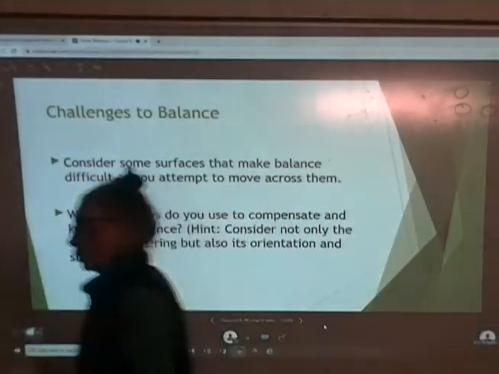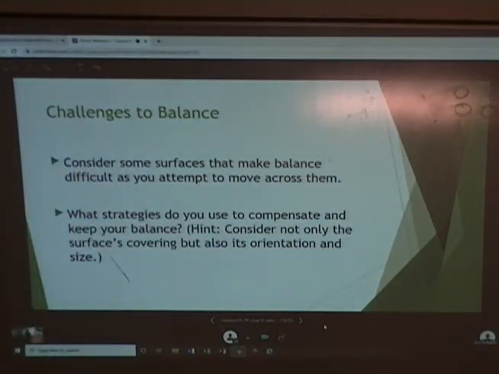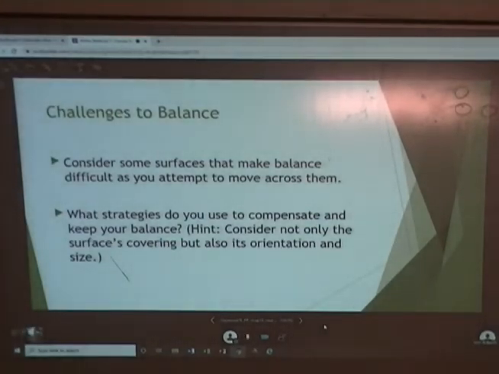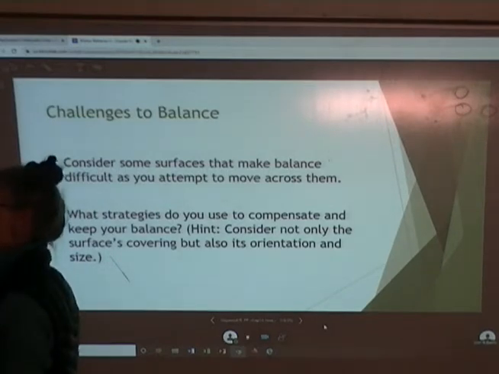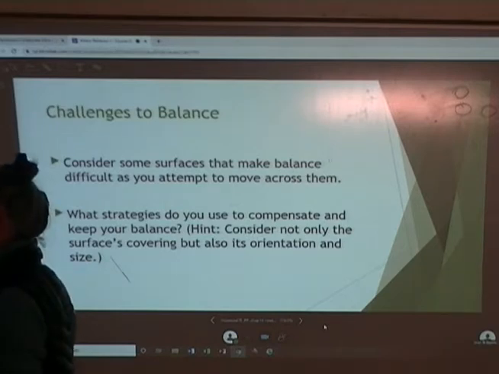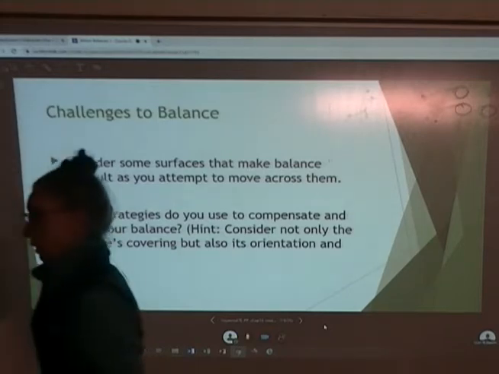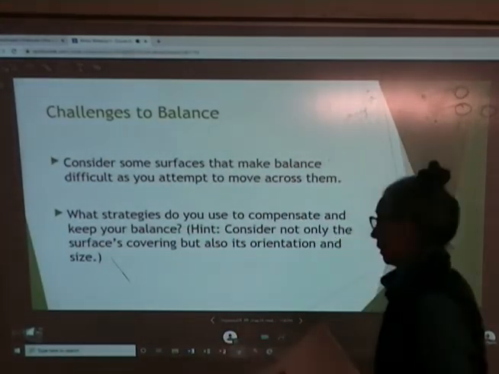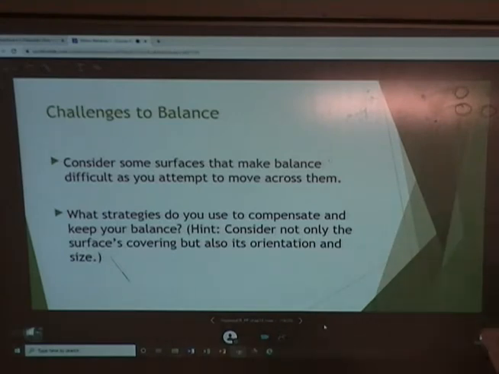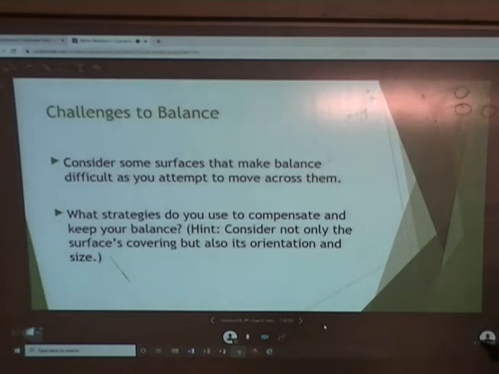So instead of pushing off and taking a big step, I push off more gently and I take smaller steps. Think about chapter 3, I have to keep my center of gravity over my base of support, so I take shorter steps to make sure that's what's happening. I don't want to risk slipping and falling. What other surfaces make balancing difficult?